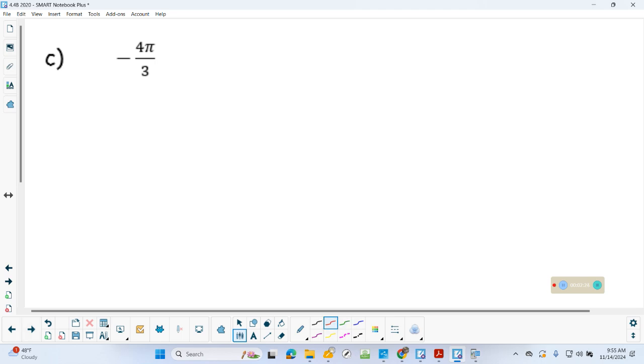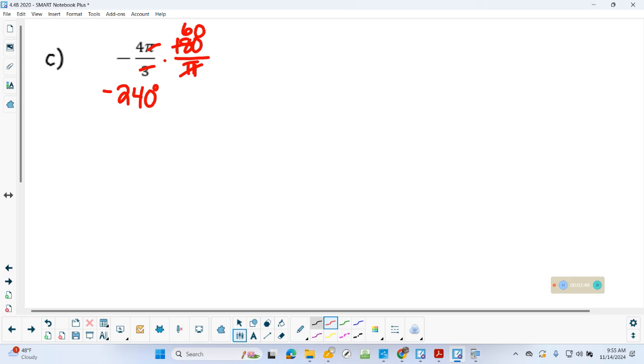Let's practice that. So what do you multiply by to convert to degrees? 180 over pi. Of course, our pi's cancel. I think I'll do this one in my head, because 3 goes into 180 60 times. I need taller shoes so I can reach that. What's negative 4 times 60? Negative 240.